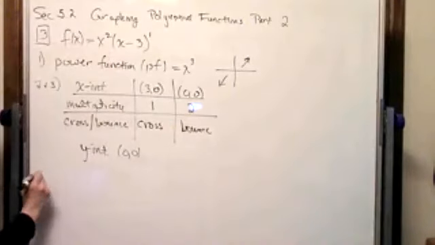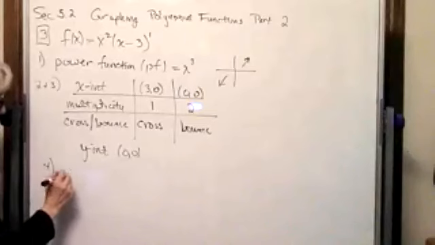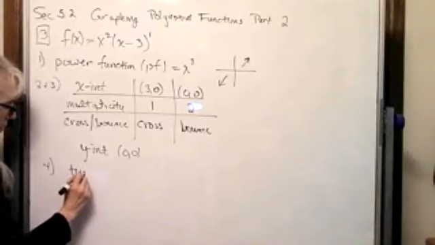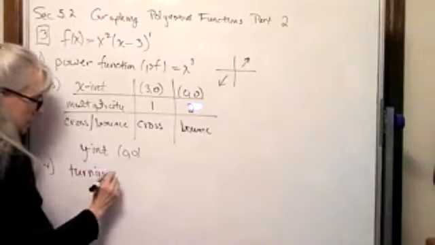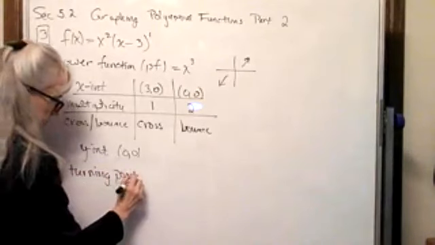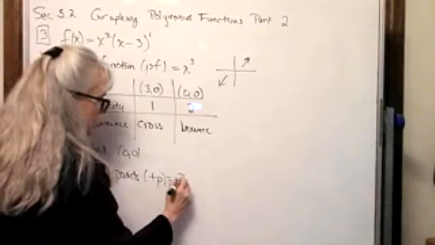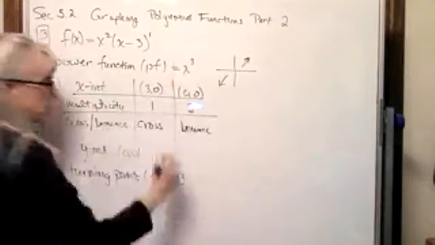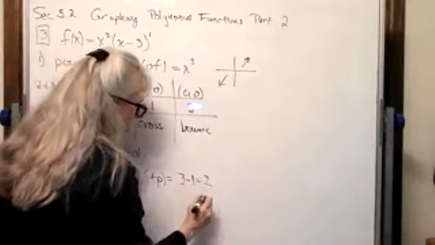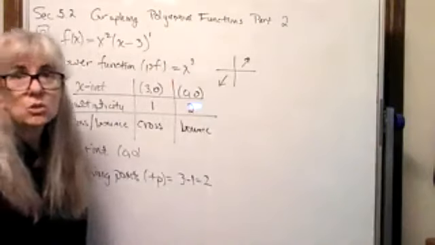They ask us to determine the maximum number of turning points. That's going to be the degree minus 1. So turning points, and we'll start abbreviating that as TP. So that's the degree, which is 3. That comes from this power function. Minus 1, which is 2. So at most, this will change direction 2 times.